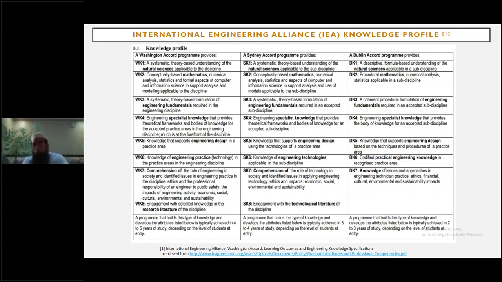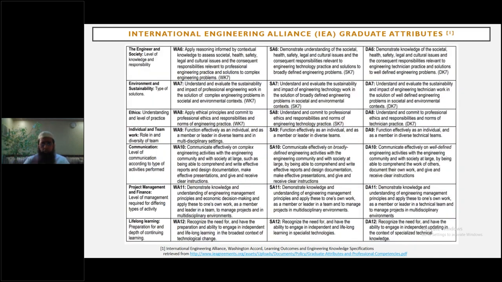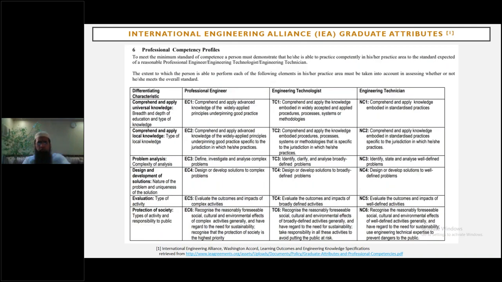All of the engineering outcomes, whatever agency in the world, including ABET, have to extract these graduate attributes from the Washington Accord, because they are actually members of the Washington Accord. Look at the competency profiles. People talk about the affective domain not being measurable, but most of these, such as protection of society, legal and regulatory, ethics, communication, lifelong learning, and judgment, are all affective domain. So we have to identify where we can plug them in.